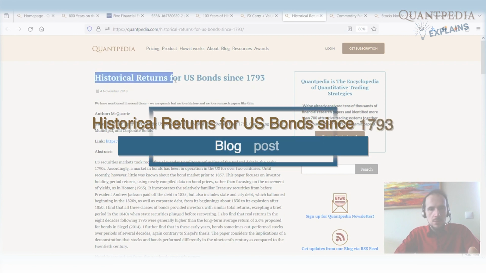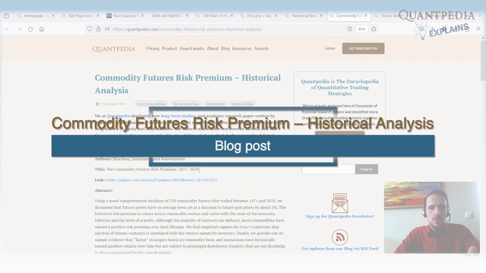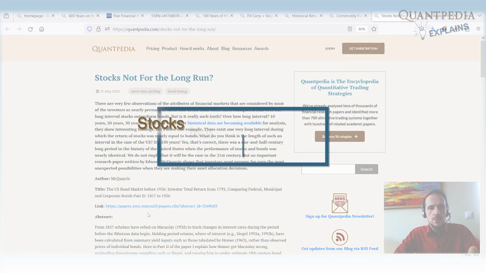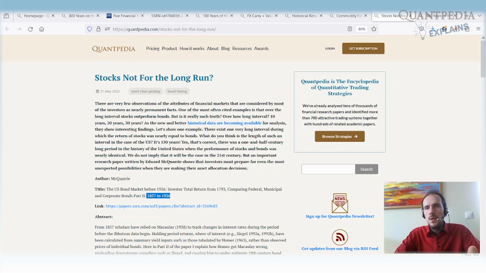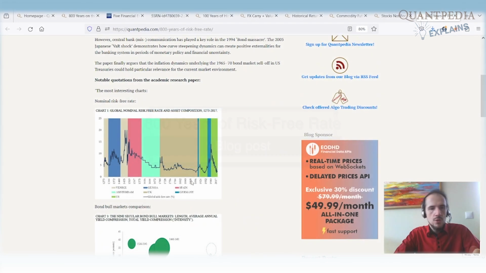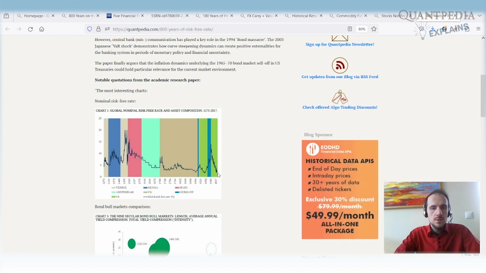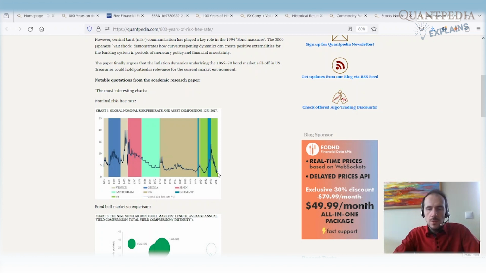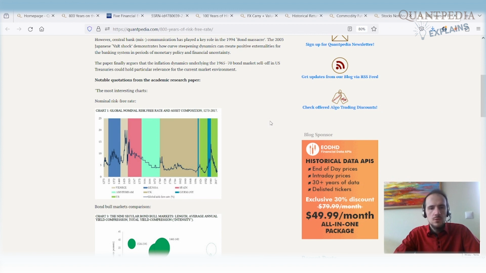Then we have a paper about historical returns for US bonds since the 18th century. Then we have a commodity futures risk premium historical analysis, once again from the 18th century. Stocks not for the long run: what was the US bond market performance and US stock market performance from the 19th century. And then we have 100 years of risk-free rate, which is a really interesting paper because it shows what is the risk-free rate we can expect and how it was different based on the country and in the historical eras. And we can see the rates in the past between 2010 and 2020 that were close to zero were unsustainable, and significantly different from all of the eras in the past. The average risk-free rate is between 3 to 5 or 3 to 6%.